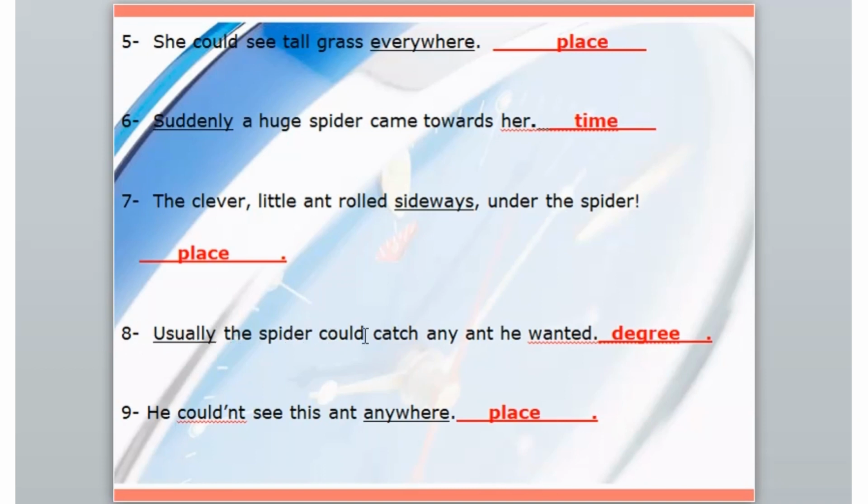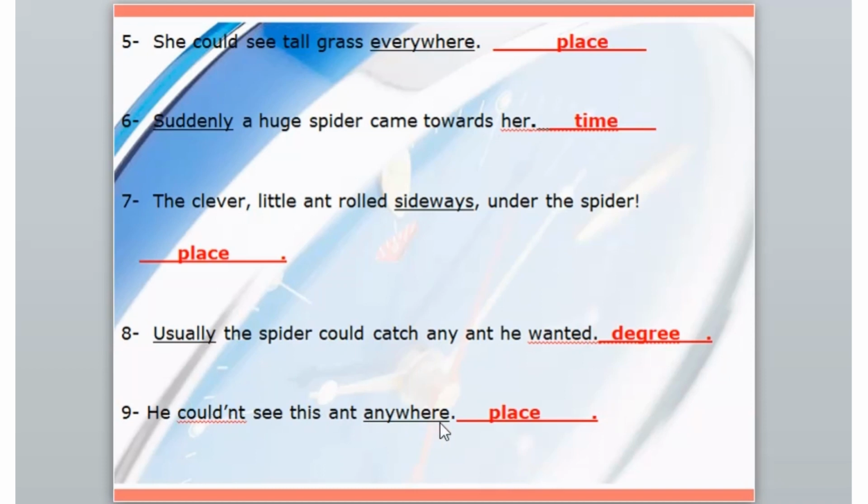Usually, the spider could catch any ant he wanted. Okay, students. So here, which word is telling you about something like all the time, most of the time? Usually means most of the time. Whatever the spider wants to eat, it can eat anytime. Okay, they are very good at hunting. So I want you all students to underline usually, and in the blank you will write degree. Okay, now let's come to number 9. He couldn't see this ant anywhere.